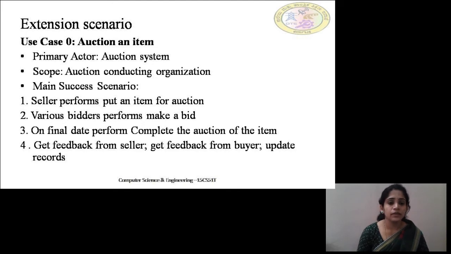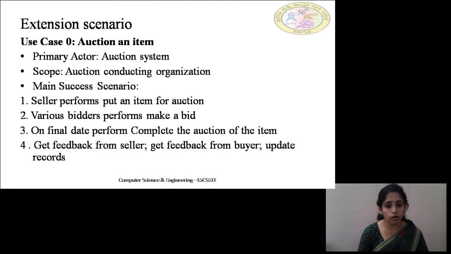The first step here is to identify the primary actor. Since there is no person actor here, we are considering a system. The primary actor here is auction system, scope, auction conducting organization, and we are defining the main success scenario. If all the operations go in a correct manner, we call it a main success scenario.